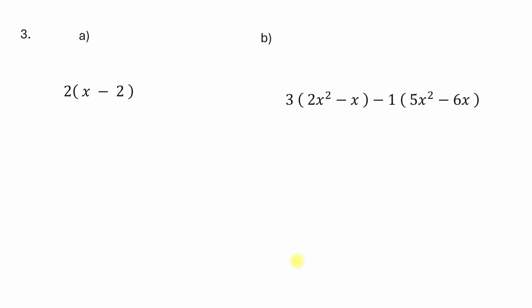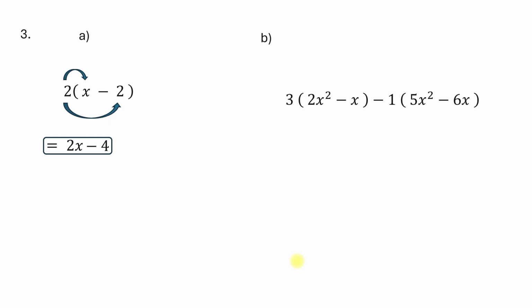Question 3a, 2 times x minus 2. So we'll expand them. 2 times x is 2x. 2 times negative 2 is negative 4. There's our final answer.